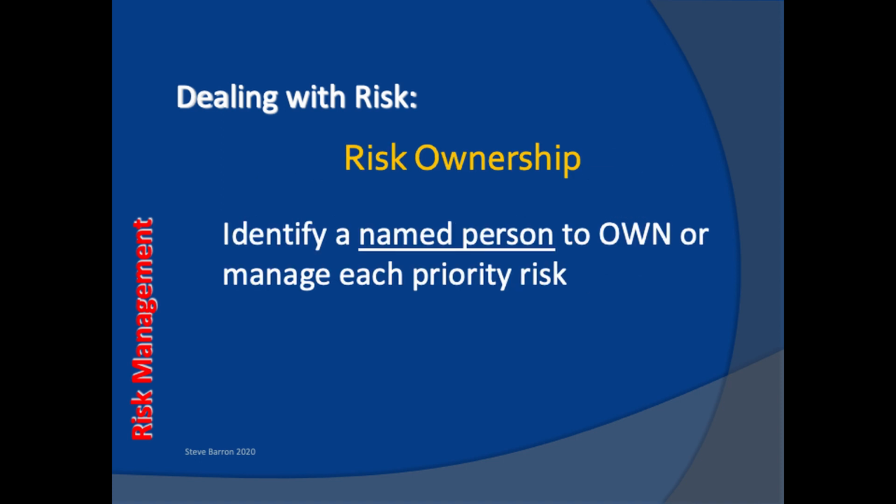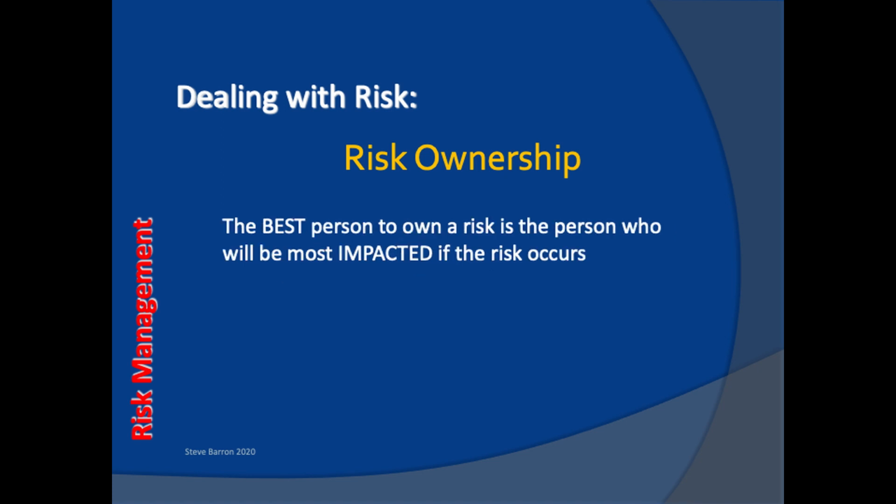In dealing with risk, we should allocate a single named person who will manage the risk. This provides focus on the risk through this ownership. The best person to manage a risk is the one who will be most affected by the risk if it occurs. For example, the person accountable for the specific WBS activity that will be impacted by the risk. This gives them good incentive to deal with the risk.